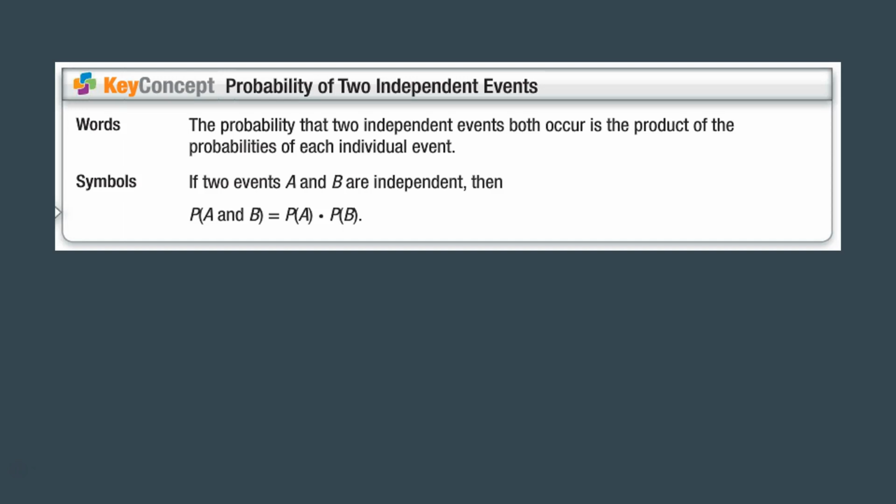Probability of two independent events. If they don't affect each other, just like our previous example with the coin toss and the spinner spun, it doesn't affect it. So we can say the probability of A happening and B also happening is equal to the probability of A times the probability of B, because they're not going to affect each other. In the case of the previous example, all we did was multiply them. And that's simply what you do here as well.